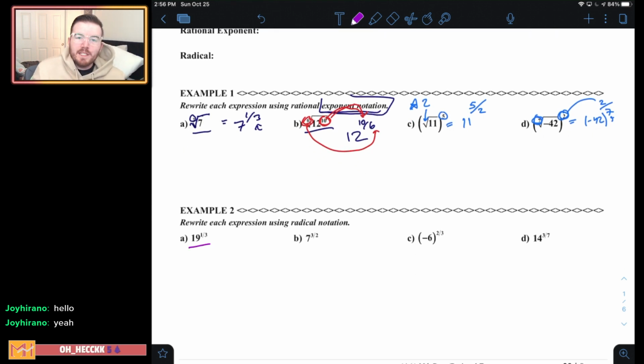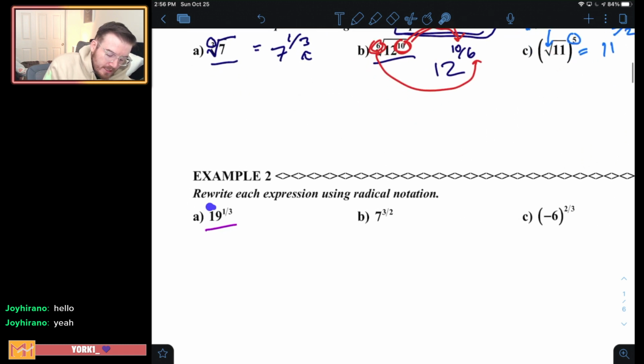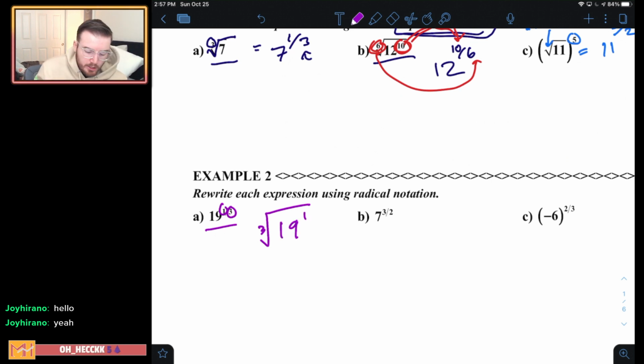So now let's go in the opposite direction. When you see something that's 19 to the 1/3 power, that's how I read this. This is 19 being raised to the 1/3 power. It's not as easy to say. It's not like 19 squared or 19 cubed. It's a little bit more of a mouthful. Well, what do we know? The denominator, the bottom of the fraction, is the size of the root, and the numerator is the exponent. Well, we never write 19 to the 1. Nobody ever says that. So it's simply the cube root of 19.